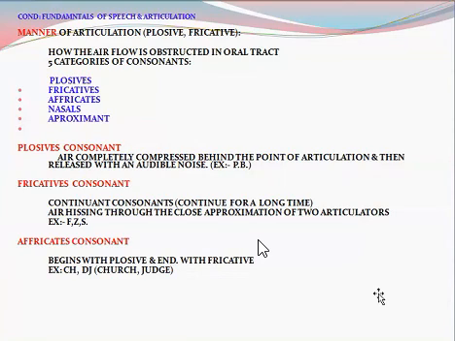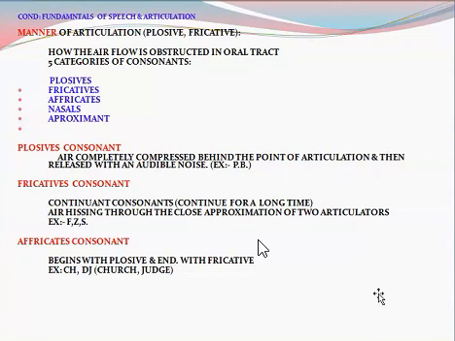Affricate consonants begin with a plosive and end with a fricative. Examples are ch, dj, church, jj. When you say ch, j, these are called affricate consonants.